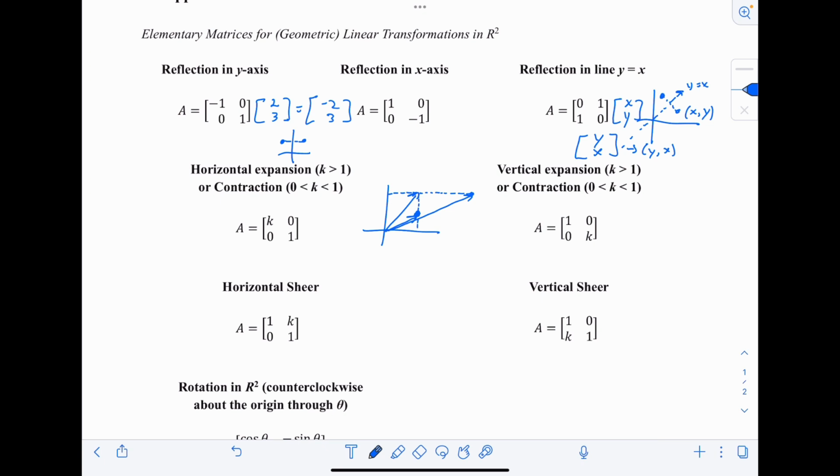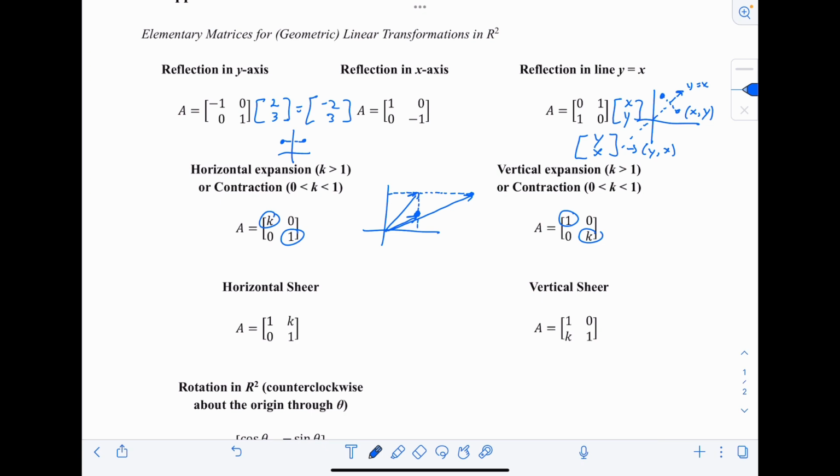And again, you can see that in the horizontal, the one in the lower corner is going to keep the vertical the same. In the vertical, you have it in the upper corner. That's going to keep the horizontal the same. And then we just pick a k value, and that k value is going to determine what kind of contraction or expansion it is.